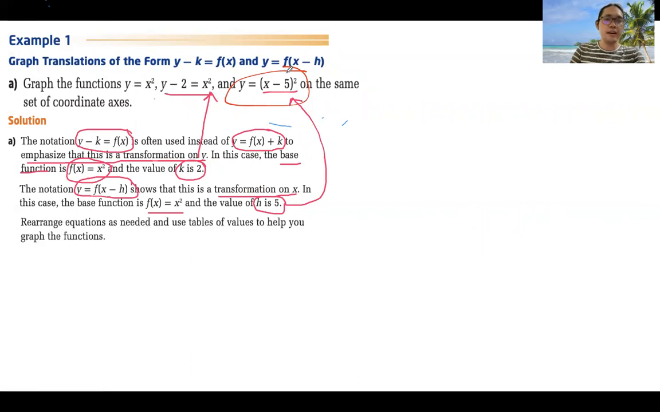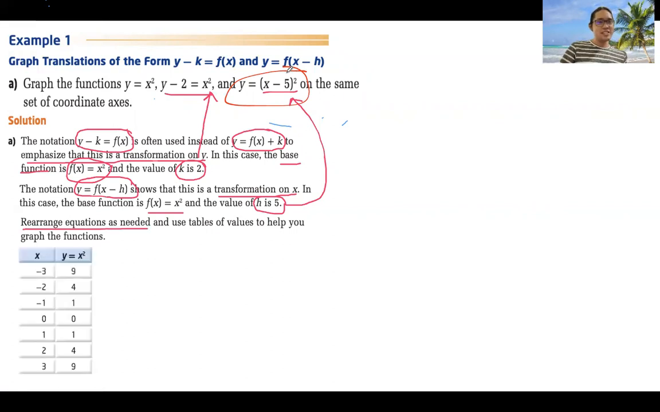Now rearrange equations as needed and use a table of values to help you graph the functions. Here we have the table of values. This is the base function that we have. It's up to you which values of x you are going to use.